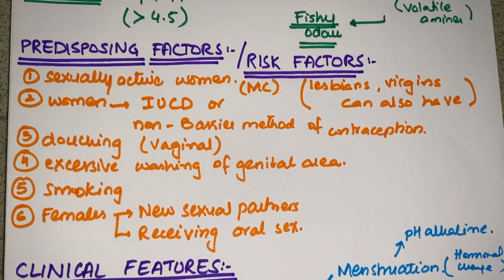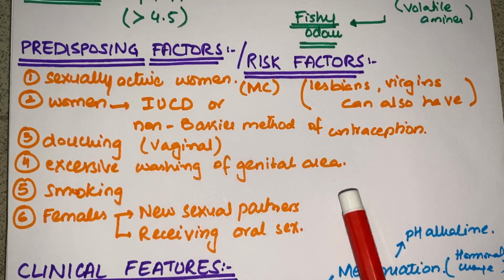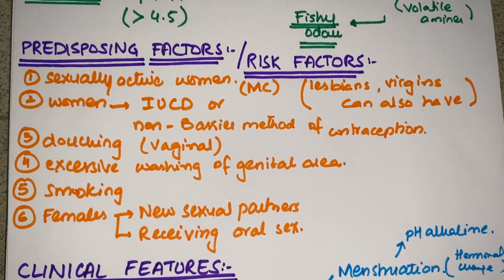It is basically if you irrigate your vagina a lot, and excessive fluids are used to wash it. Women who habitually wash their genitalia excessively are at risk of developing bacterial vaginosis. Then smoking is a risk factor, and so are females who have new sexual partners, of course the same as sexually active females, or who receive oral sex. Plus black people are at risk of developing bacterial vaginosis.